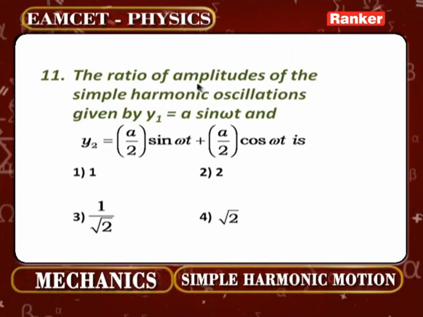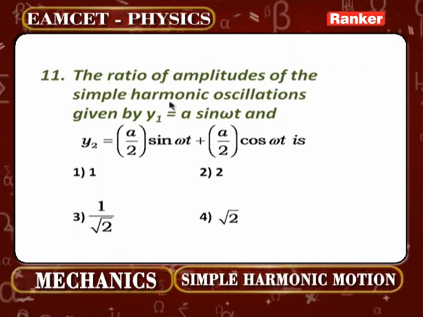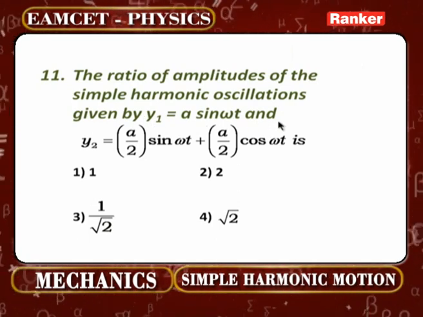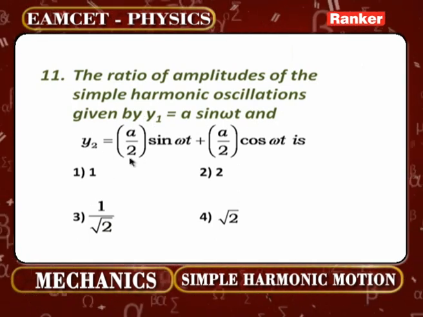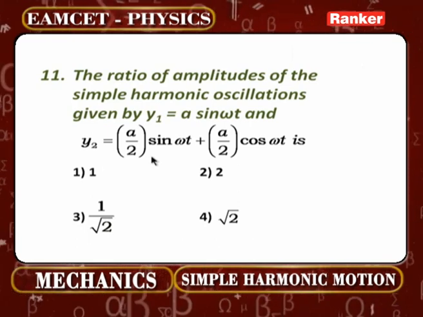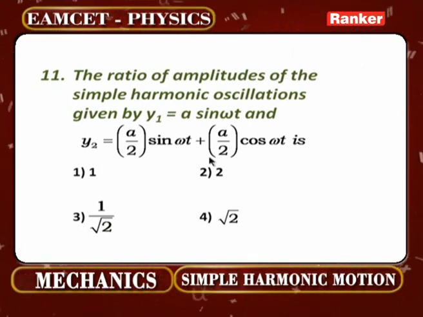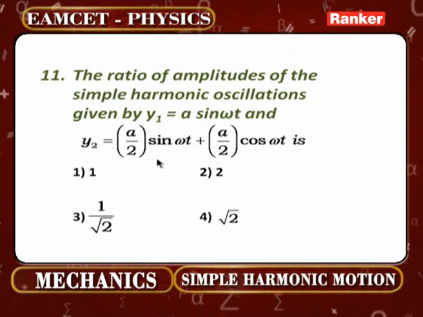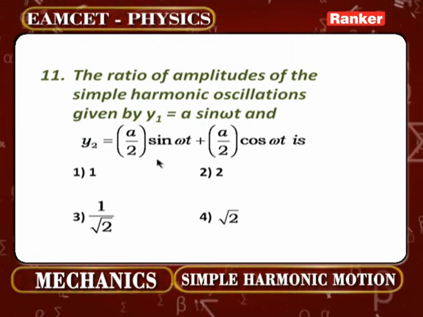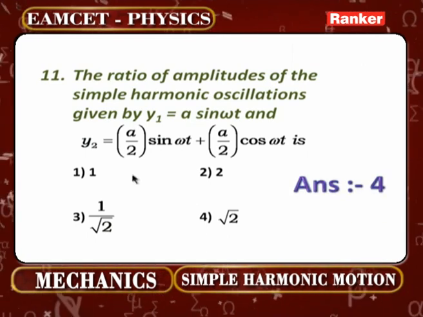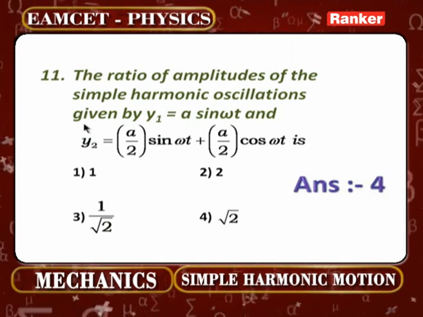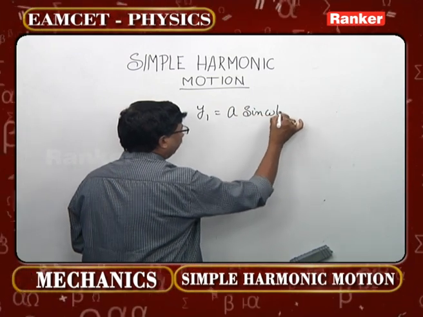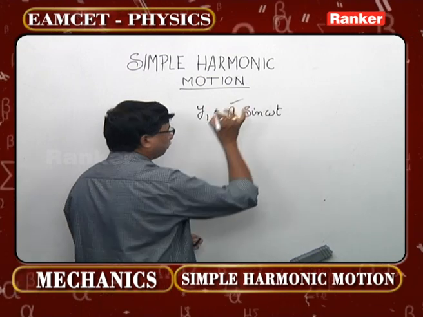The ratio of amplitudes of the simple harmonic oscillations given by y1 is equal to a sin omega t, that is one equation, and y2 is equal to a by 2 sin omega t plus a by 2 cos omega t is how much? He is asking for the ratio of the amplitudes. Let us check the first equation first. y1 is equal to a sin omega t. Very clearly speaking, this is the corresponding amplitude.